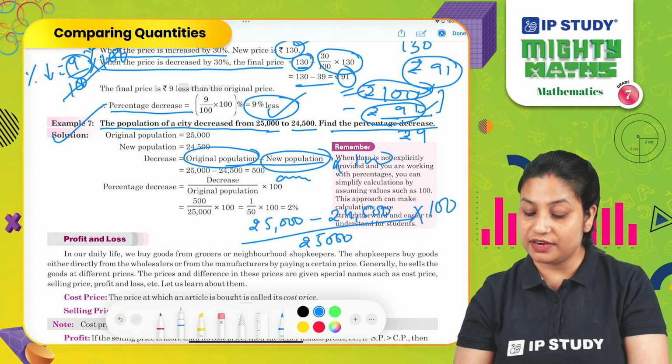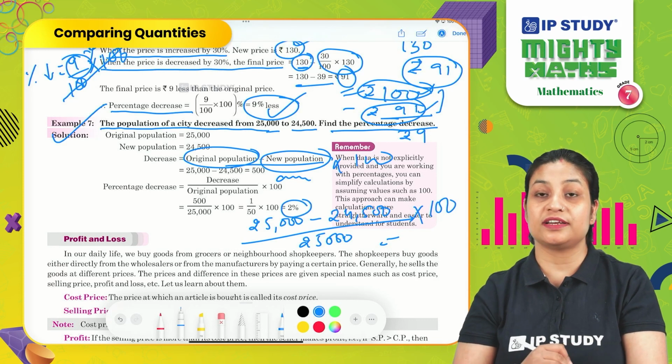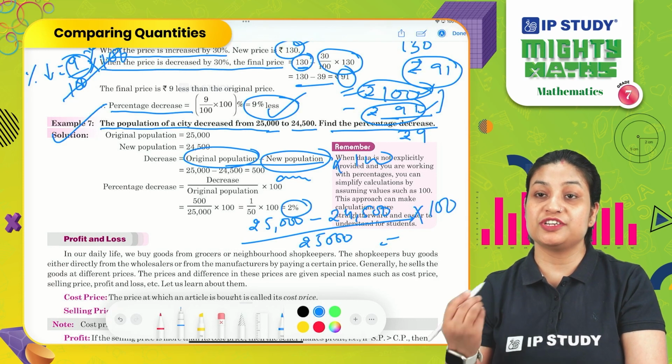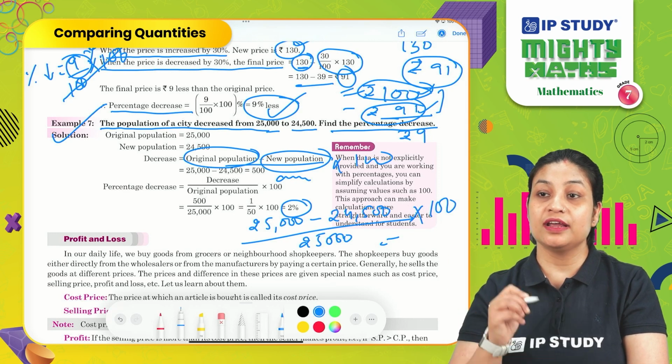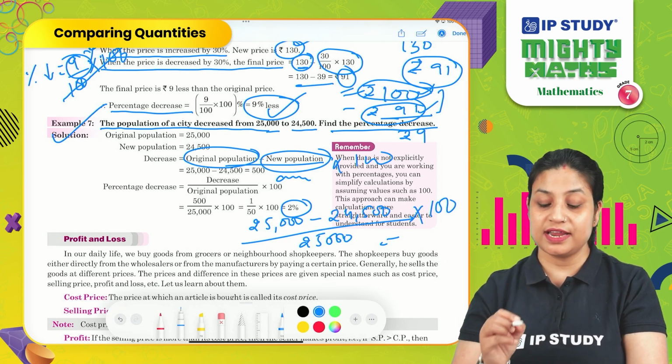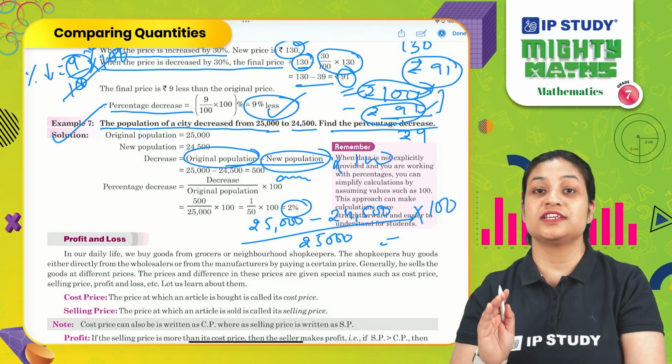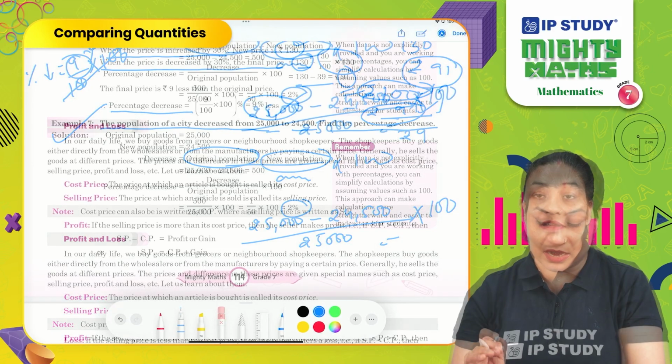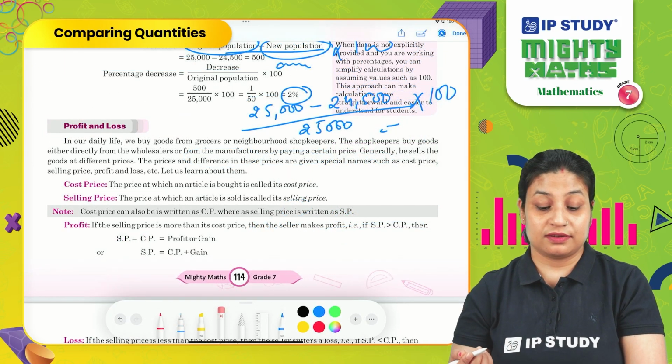Multiplied it with 100, what you will get? You will get 2%. It means the population of that city is decreased by 2%, right? So I hope you have understood this concept very, very well. Now let's see what is there in the next concept.